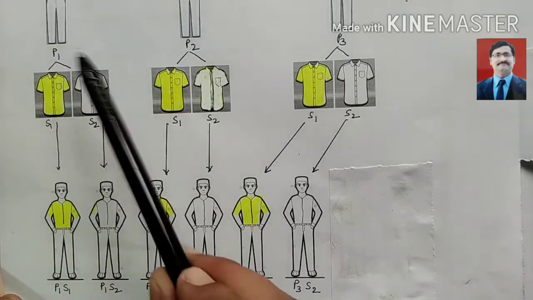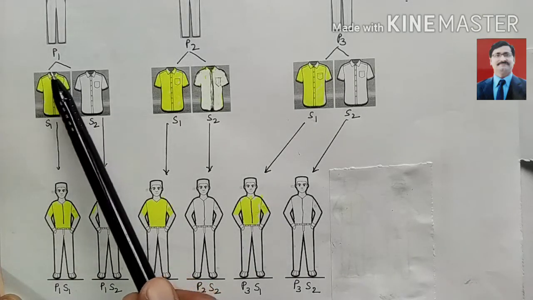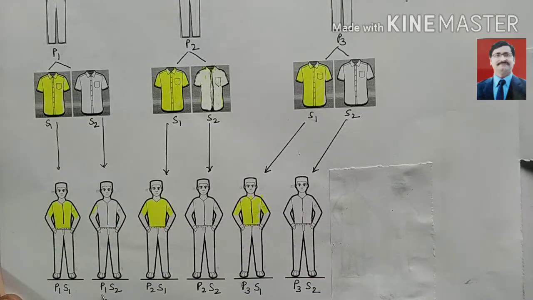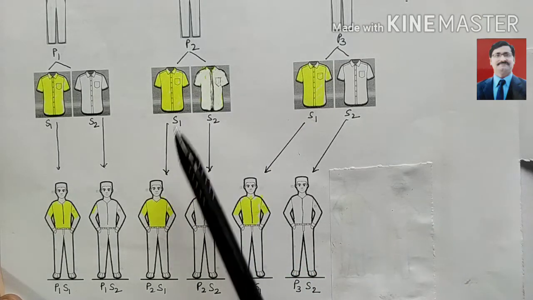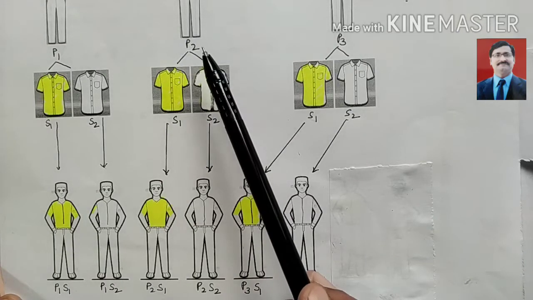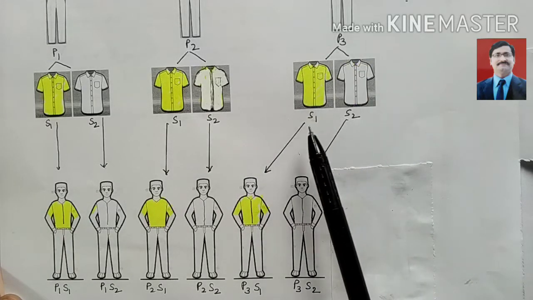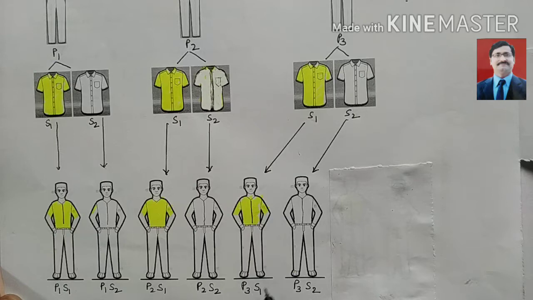So look here, if we use pant 1 and shirt 1, we get this combination, P1 and S1. You can check. If we use pant 1 and shirt 2, we get the combination P1 and S2. If we use pant 2 and shirt 1, this combination will be P2 and S1. Pant 2 and S2, we get P2 and S2. Similarly P3 and S1 we use, we will get P3 and S1. P3 and S2 we will get here. So look here, 1, 2, 3, 4, 5, 6. We have 6 ways in total.